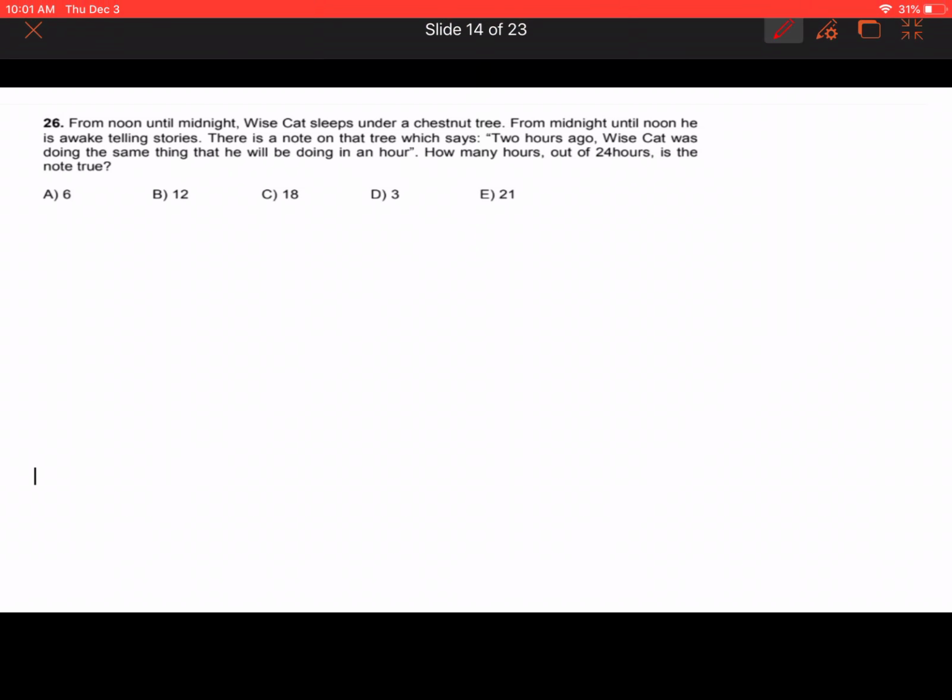Hello all. Today I have come up with a collection of problems that appeared in Math Kangaroo. They are all related to time.